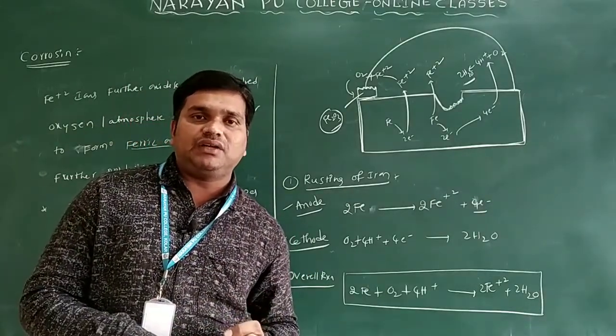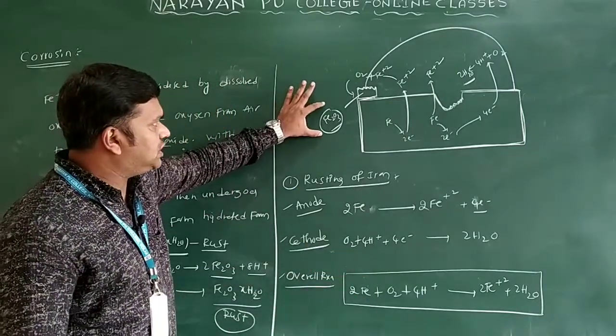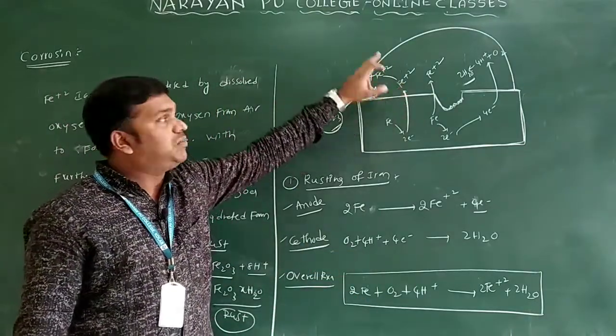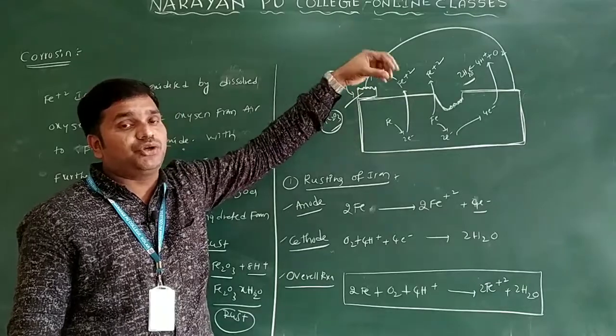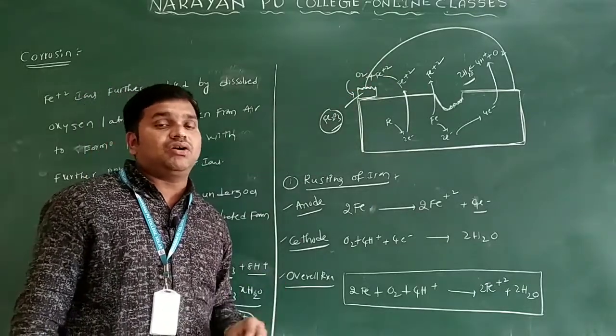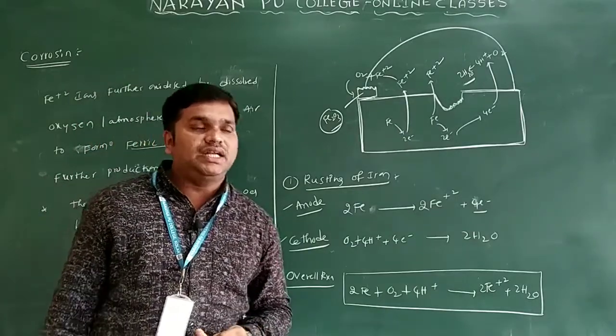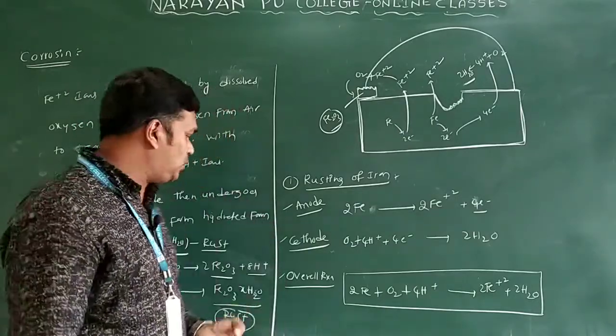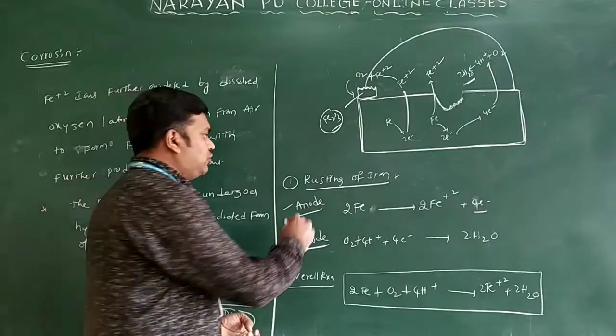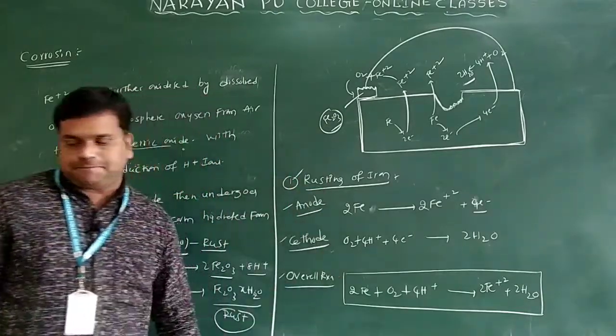How can this iron form ferric oxide? This ferric oxide is formed by the combination of Fe plus 2, O2 and H2O. It will produce ferric oxide. That ferric oxide again combines with water, and they will form hydrated ferric oxide. That hydrated ferric oxide we are calling what? Rust. So this is regarding which one? Rusting of iron.